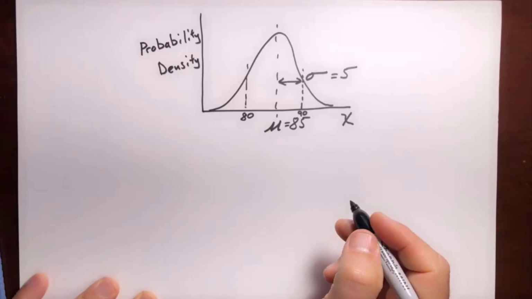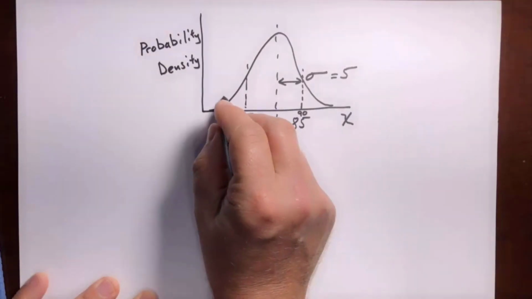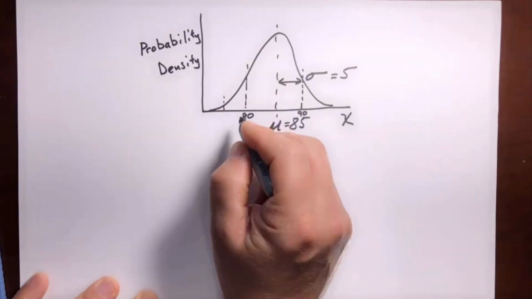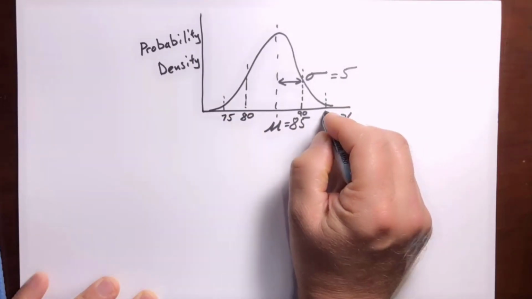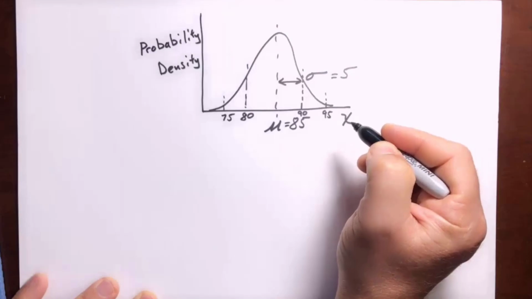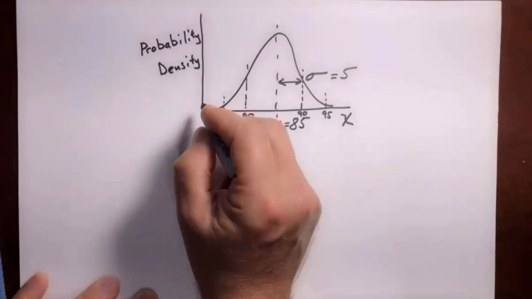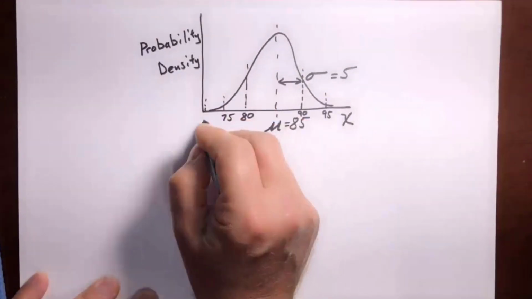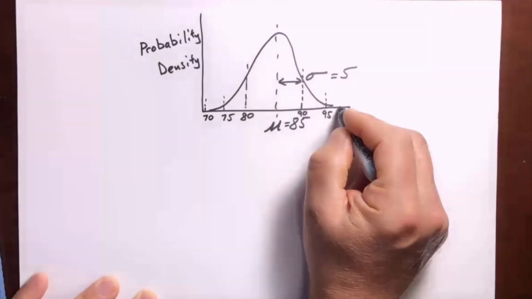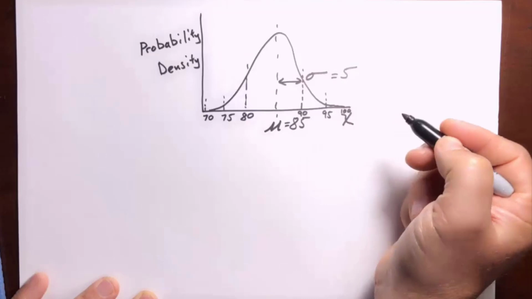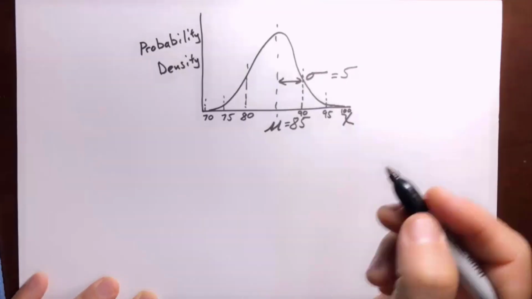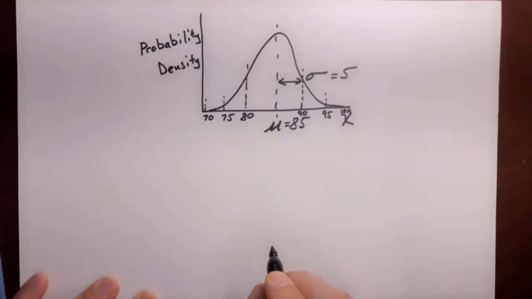About 95% of the time, I'd end up within 2 standard deviations of the mean, which would be a 75 to a 95. And about 99.7% of the time, if I did this a whole lot, I would be between 70 and 100.